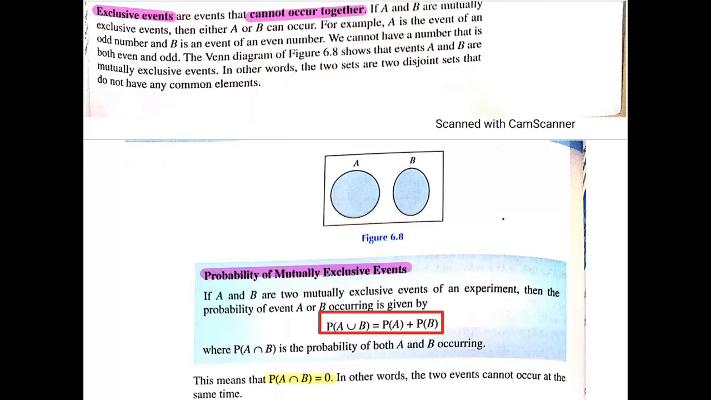So what is the probability of a mutually exclusive event? If you want to find the probability of event A or B occurring, you can use the formula P(A union B), which is just equal to P(A) plus P(B). So you can see here, to find the union, it's just P(A) plus P(B). The difference from the previous formula is that you don't have the minus P(A intersect B) term, because P(A intersect B) is equal to 0.